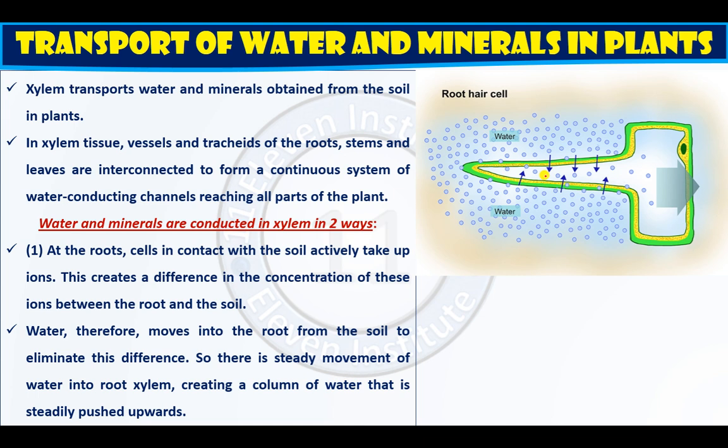In order to balance those ions, the water molecules will move inside. The water molecules will move inside and eliminate the difference between the concentration of ions. So now there is steady movement of water into root xylem. થોડીક વારે વોટર બહારથી રૂટના ઝાયલમની અંદર આવતું જશે and that will be pushed ahead. So this is one method.